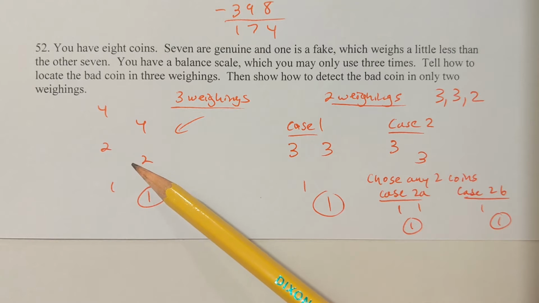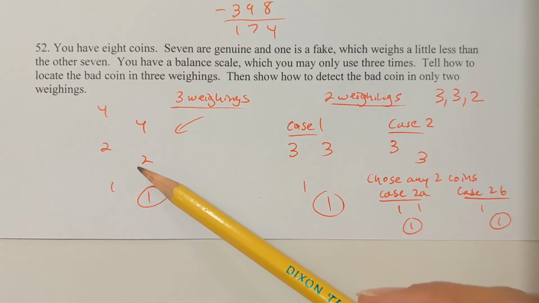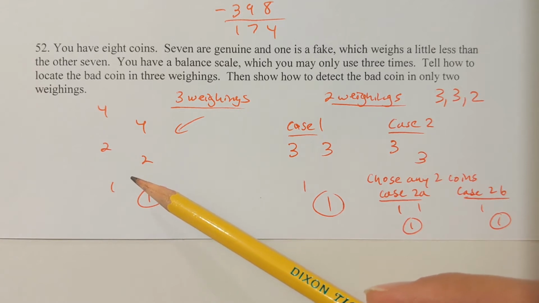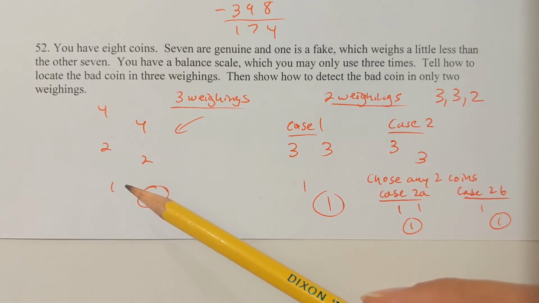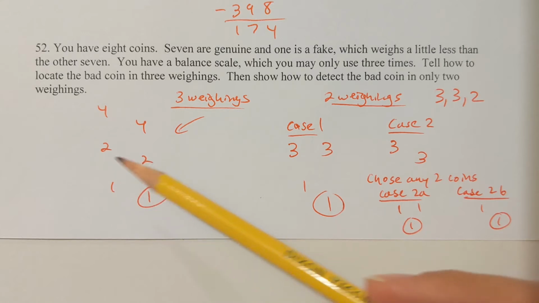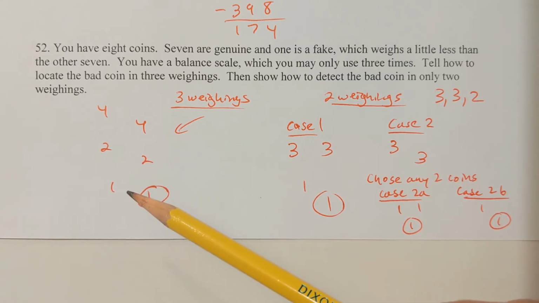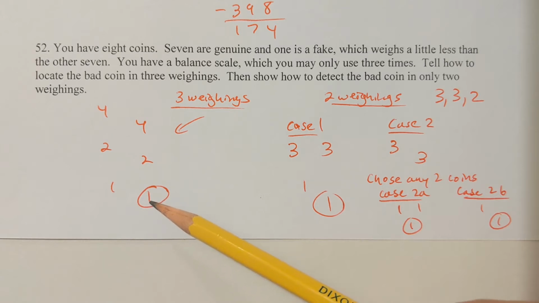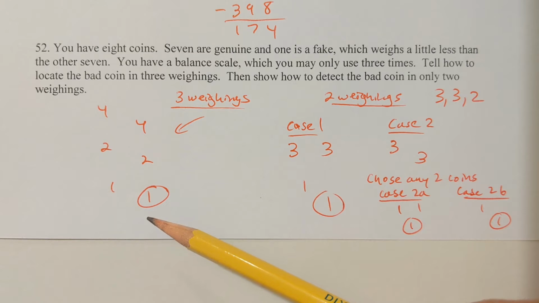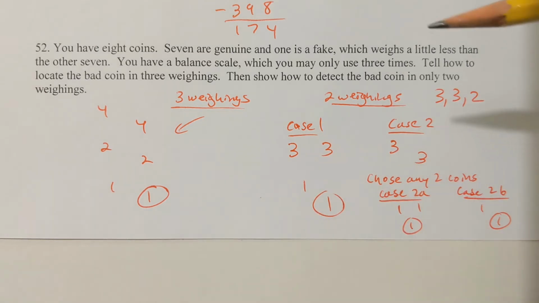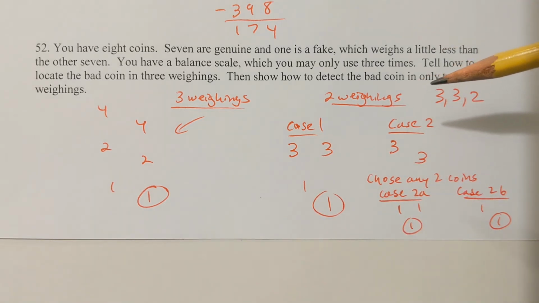So whatever that group is, you're going to select those 2 coins and go 1 and 1 on the balance scale, and so you'll be able to locate the bad coin in 3 weighings with no problem at all. Okay, now how about in only 2 weighings?